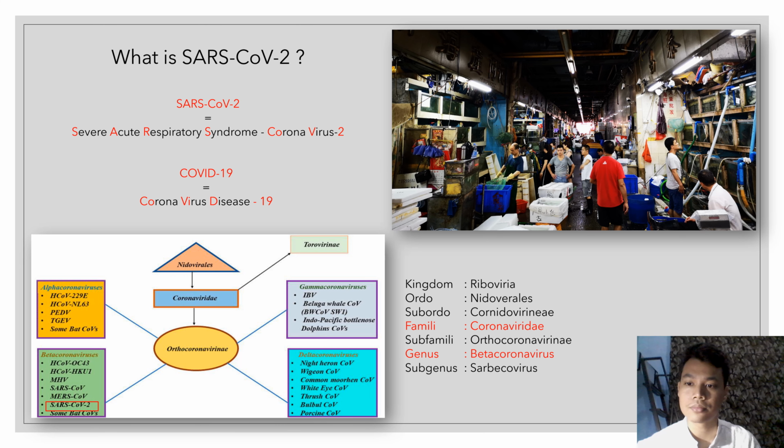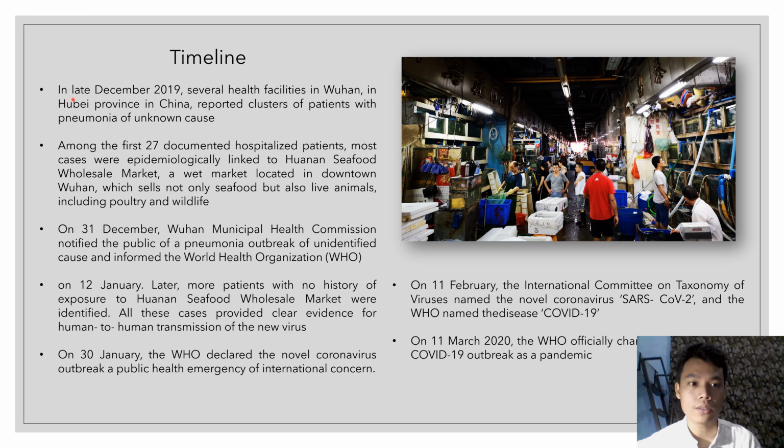Next, we go to the timeline. So, in late December 2019, several health facilities in Wuhan in China reported clusters of patients with pneumonia but with unknown cause. Among the first 27 patients that were hospitalized, most of them were epidemiologically linked to Huanan wholesale market, a wet market located in downtown Wuhan, which sells not only seafood but also live animals, including poultry and wildlife animals like pangolin, bat, and also a ferret.